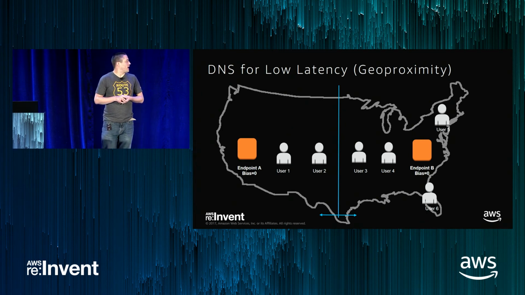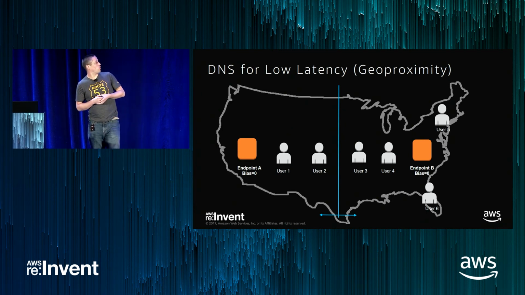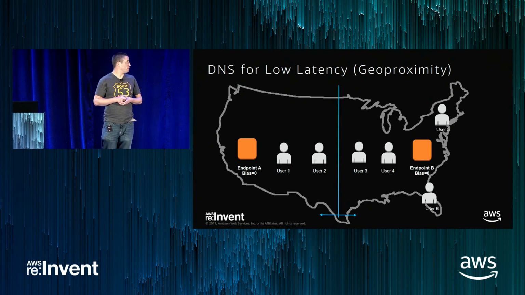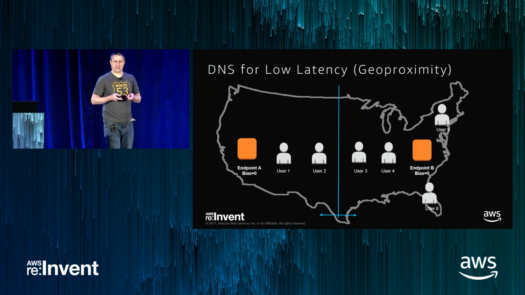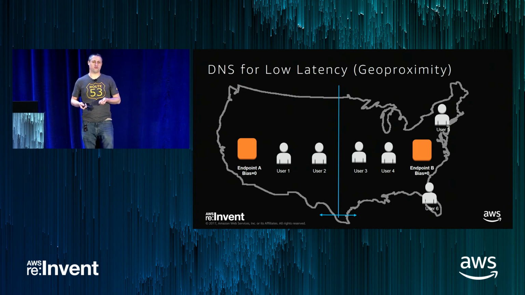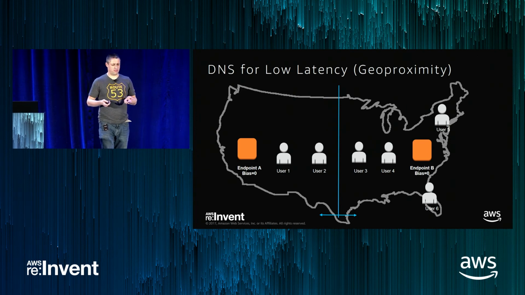And so what you see here is everyone west of that line will go to the West Coast endpoint, and everyone east of that line will go to the East Coast endpoint. And one of the things that you'll notice looking at that picture is that the East Coast endpoint is loaded more than the West Coast endpoint. And that may or may not be a problem, but if it is a problem, you can address that here.